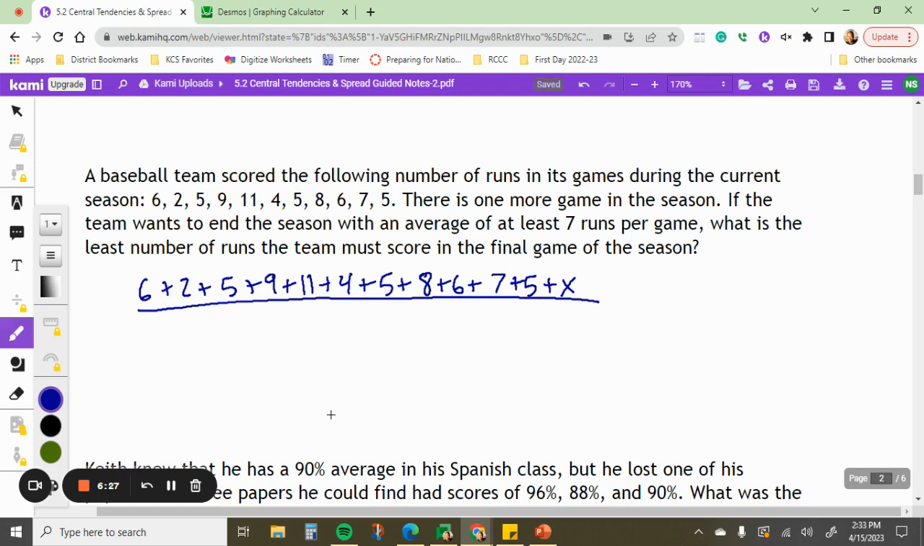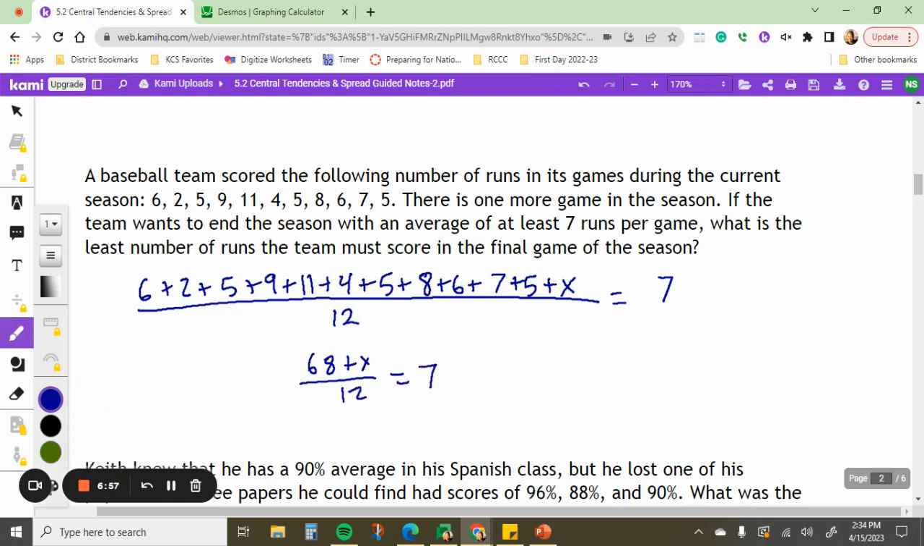So they've played 11 games, and we want to know what they need to score in the 12th game. So we're going to divide everything by 12. And that should equal an average of 7. Now, to get 7 by itself, let me go ahead and combine my like terms, add up all these numbers before the x, and I get 68. We'll say 68 plus x over 12 equals 7.